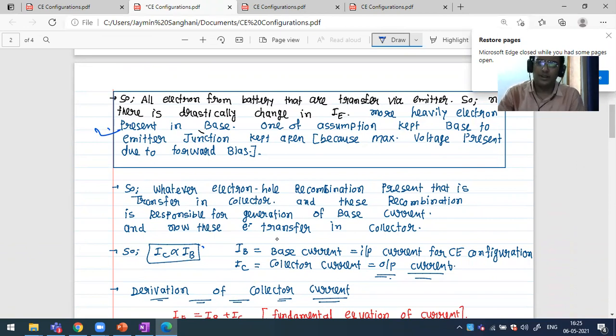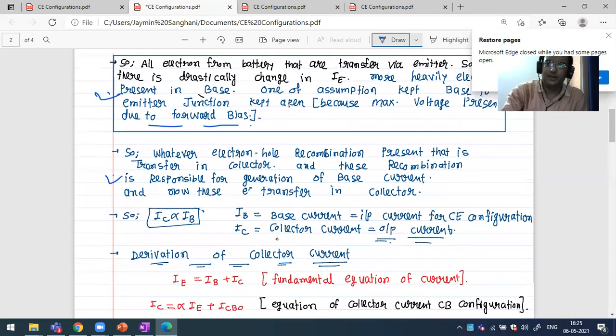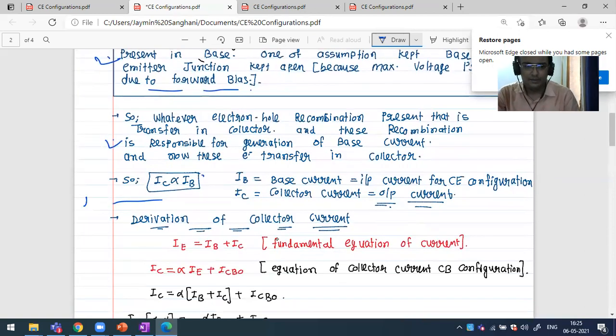More electrons are heavily present in the base. One assumption kept is that base emitter is kept open because maximum voltage is present due to the forward bias. Whatever electron hole recombination is there is transferred, and this recombination is responsible for generation of base current. This electron is transferred in the collector. So IC is directly proportional to IB.